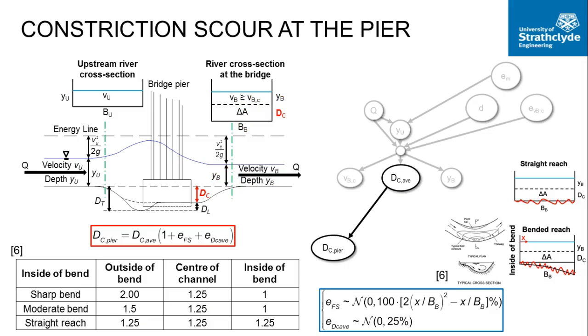The BD9712 provides this table to pass from the average value of the constriction scour to the scour depth along the channel, at every position along the channel width. We model these factors through 2 errors, one constant and one that depends on the position.